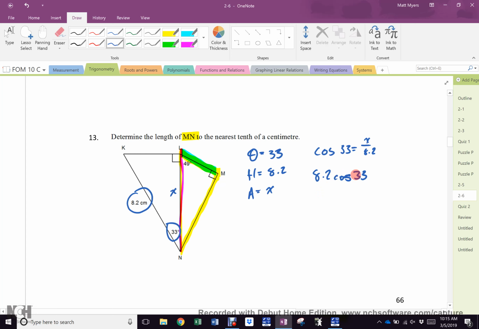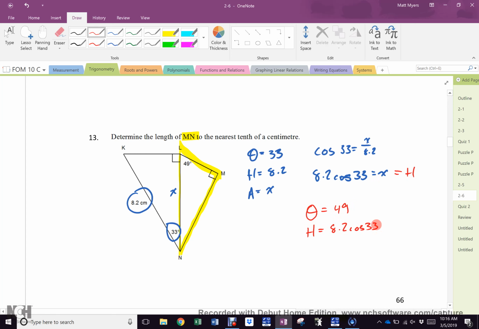So, am I going to punch that into my calculator right now? No. Most of you probably are. Is that okay? It is. But you'll be better if you start learning. This is my x. But what is it in the yellow triangle? That is my h in the yellow triangle, isn't it? Now, in the yellow triangle, do I have a theta? What is it? 49. I have an h. What is it? It's x, which is 8.2 cos 33, right?